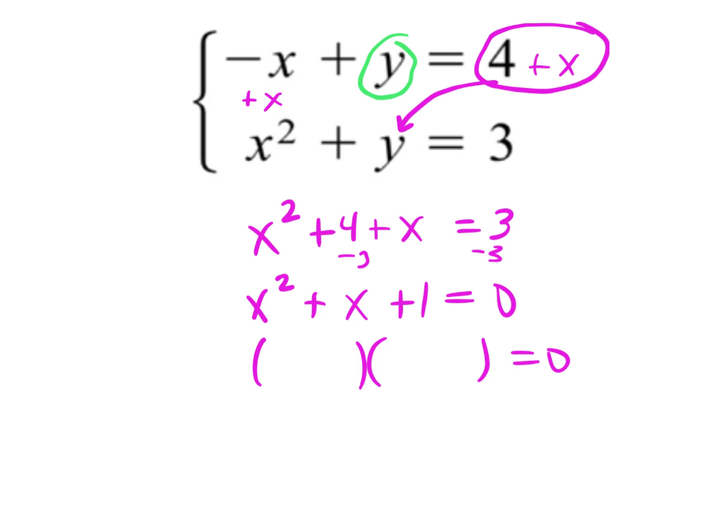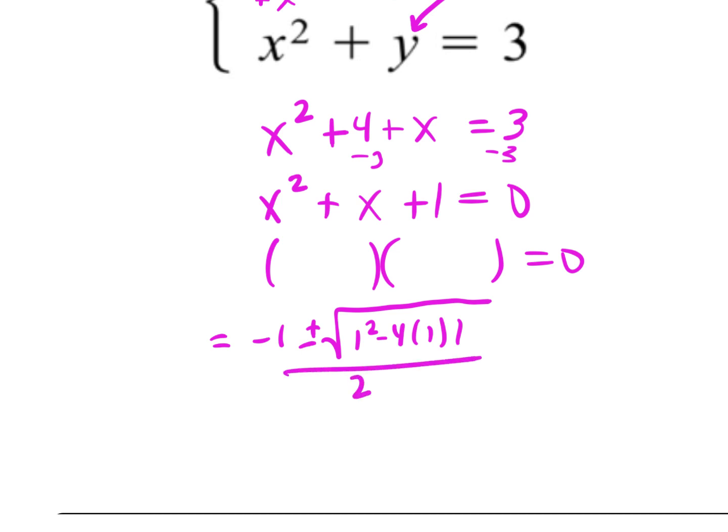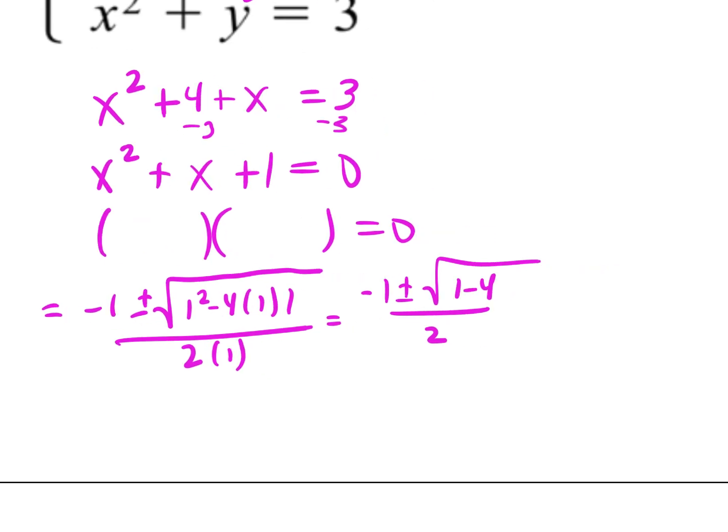Is that going to work? No. So if you have a quadratic that doesn't factor, what do you have to use? Quadratic formula, okay? So if I have negative b, I'm going to have negative 1 plus or minus, right? 1 squared minus 4 times 1 times 1, all over 2 times 1. So negative 1 plus or minus, I have 1 minus 4 divided by 2. If I simplify this a little more, negative 1 plus or minus, what's 1 minus 4? Negative 3.